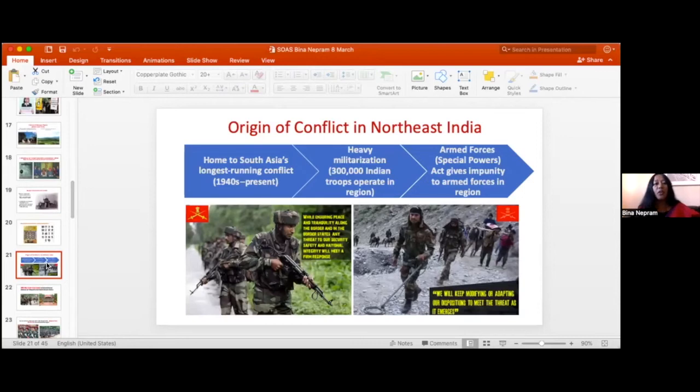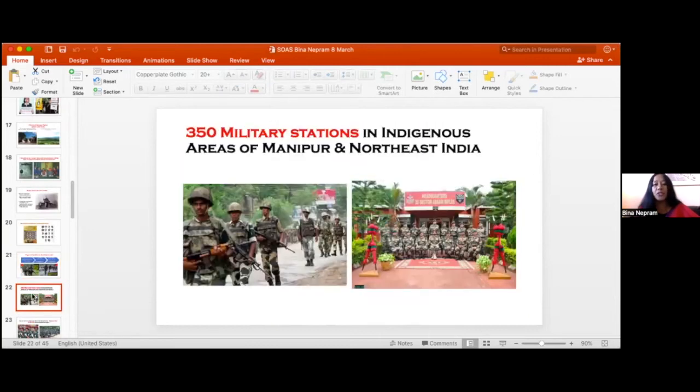So the conflict, this is how the Indian Army operates in Manipur and the northeast of India. For every 20 Manipuris, we have one Indian Army person. Such is the level of militarization. So, today you have seen how people like ourselves have grown up in this region. This is how military stations are in Manipur and the northeast of India. And it is the same in Bangladesh, in Chittagong Hill Tracts, which Hana has described.